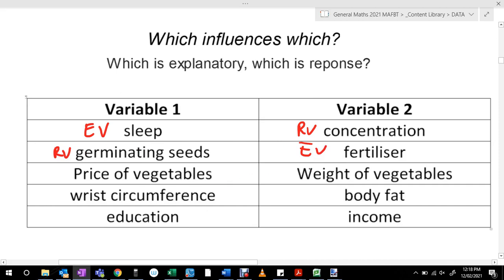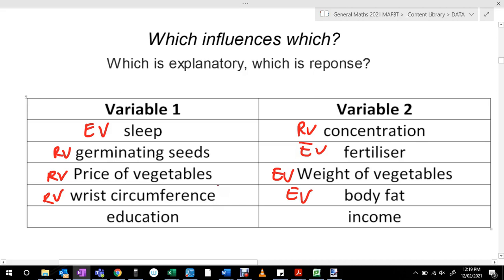Price of veggies and weight of veggies. Weight is EV. Good. So the weight affects the price. Very good. And body fat and wrist circumference. I think body fat's EV. Yeah, you're saying body fat is EV. This can sometimes be interchangeable depending on what you're measuring, but I would say that's correct. If you concentrate, you get more sleep? That doesn't make sense. No, it's the more sleep, the more concentration.